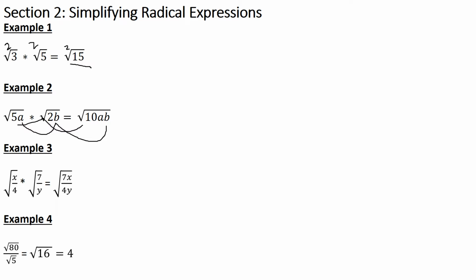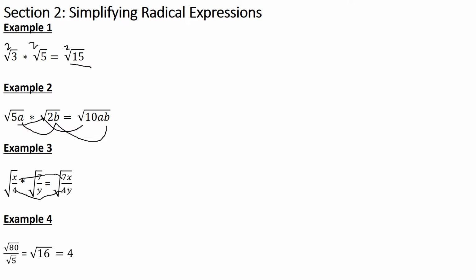Fractions: square root of x over 4 times square root of 7 over y. x times 7 is 7x. And 4 times y is 4y. And so it's the square root of 7x over 4y. Example 4 is a little tricky. You've got to be careful though.